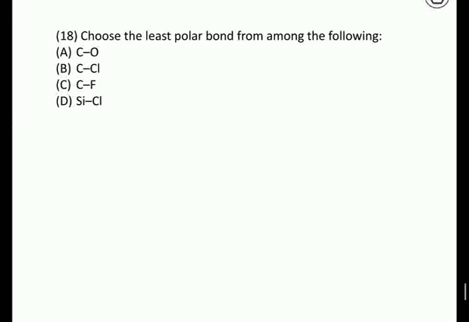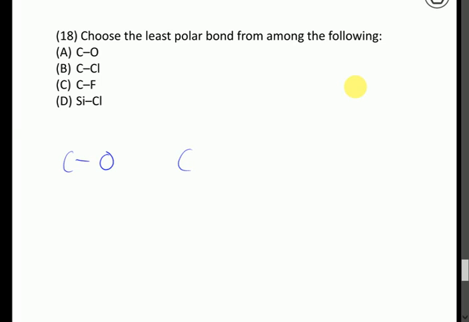And now we have a question about the least polar bond among the following. So here again, it's useful to compare 2 at a time. So if we compare the first, we don't have CS anymore, do we? CCl, sorry. Okay, so if we have carbon-oxygen versus carbon-chlorine, remember that the more electronegative atom is going to have the partial negative charge, and the other one's going to have a partial positive charge, and the size of the polarity depends on the difference in electronegativity between the 2 atoms.